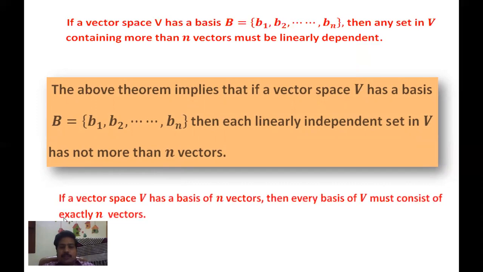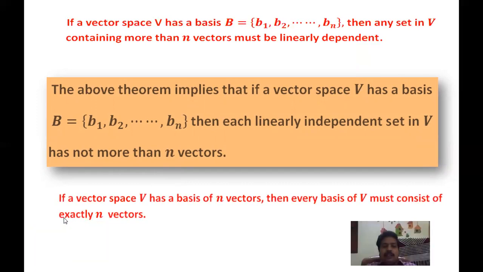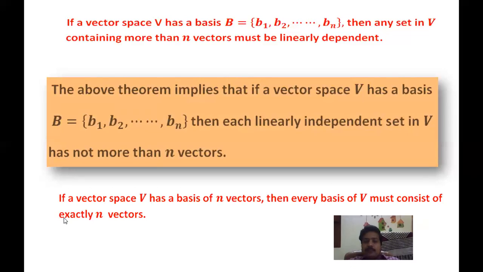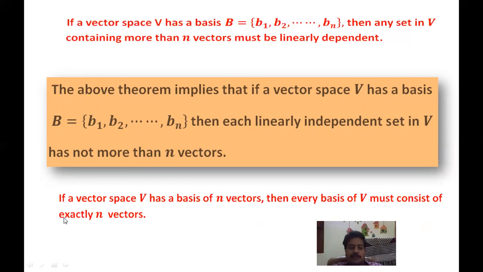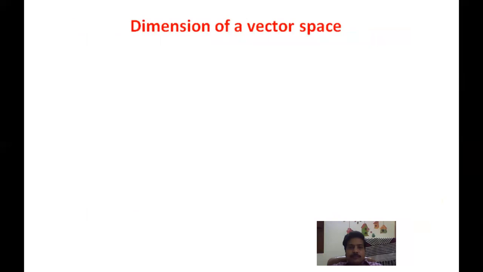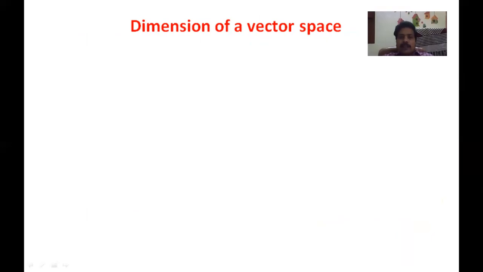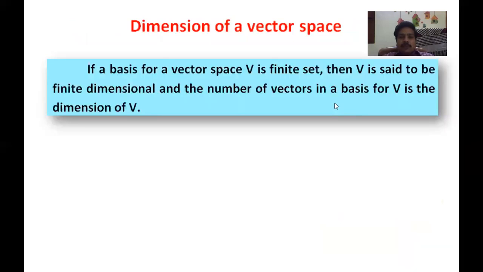And this is one more statement which we have gone through. If a vector space V has a basis of n vectors, then every basis of V must consist of exactly n vectors. So the number of vectors in all the bases of a particular vector space is equal. And dimension, that equal number is denoted by dimension of a vector space when that number is finite. So if a basis for a vector space V is a finite set, then V is said to be finite dimensional, and the number of vectors in a basis for V is the dimension of V. So the common number in all the bases of a vector space is called the dimension whenever that number is finite.